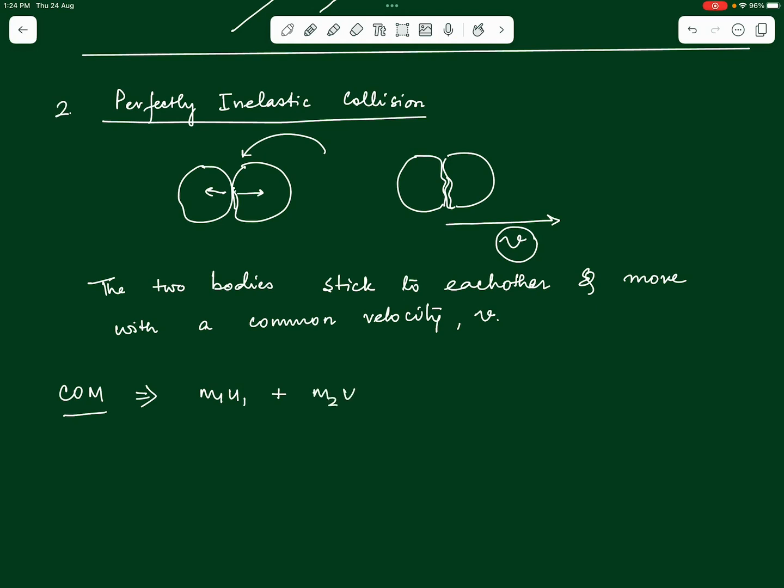plus m2u2. If we assume that initially the bodies were moving with u1 and u2, these are the initial momenta together. This should be equal to the final momentum of this system of two bodies. We can write them like this. Now both the bodies move together with a common velocity, so the total momentum of the two bodies will now be m1 plus m2 times v. So from here, this is not an arrow sign, this is actually an equality sign over here. This is equal to this, right?